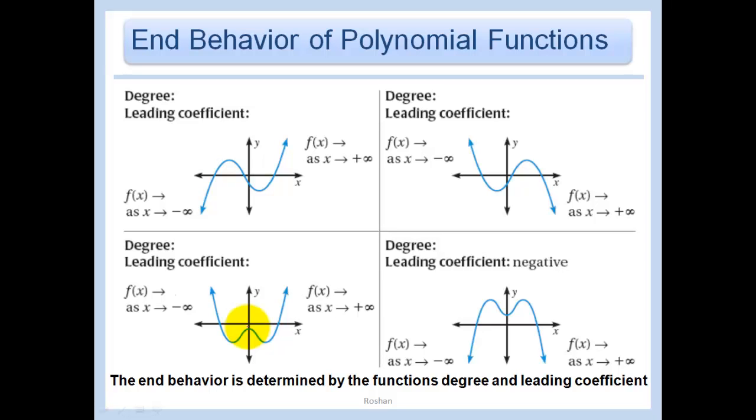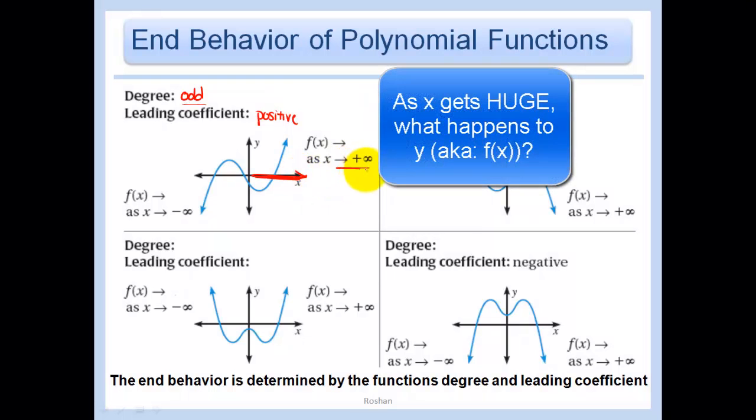Finally, let's talk about the end behavior of polynomial functions. So this is actually very important. If my degree is odd, meaning if it's linear, if it's a cubic, if it's a fifth degree, anything with an odd degree, and the leading coefficient is positive, then when I'm looking at my end behavior, this says as x goes to positive infinity. That means as x goes all the way off to positive infinity, as my x value gets huge, what's happening to y?